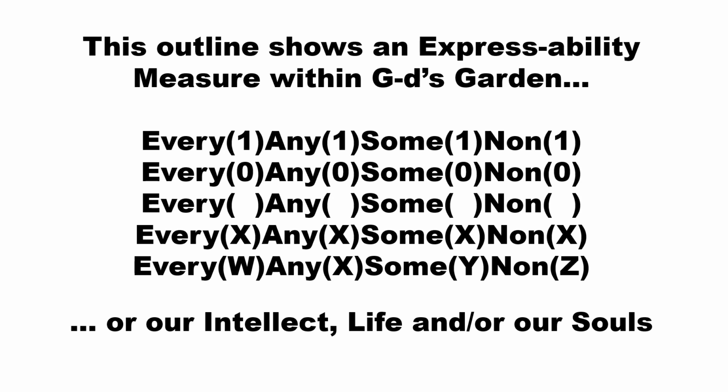Within the same expression outline in the prior slide, we have these variations of expressibility, combining the principal numeric objects one with these other system expressions could give the source and the variability to outcomes of our intellect, our life, and/or our souls.